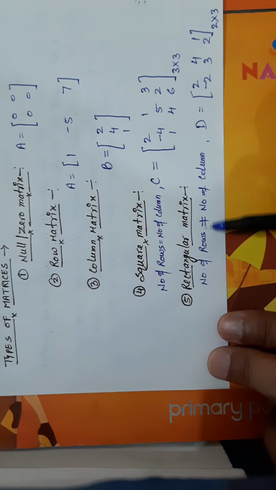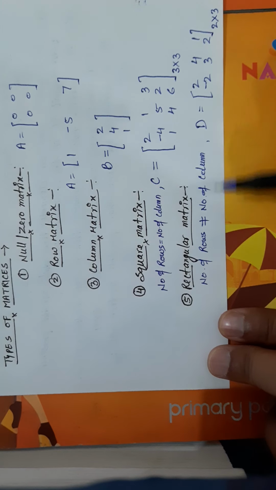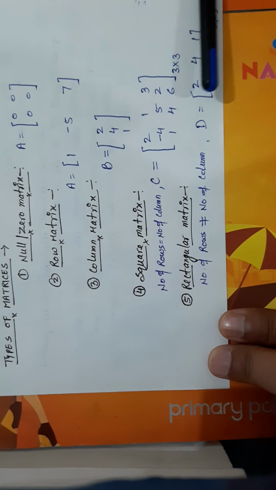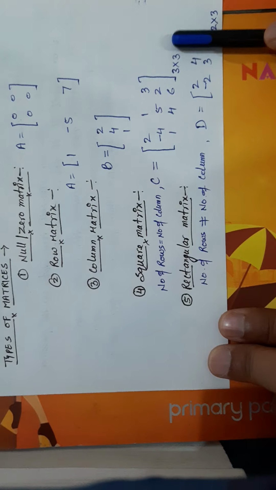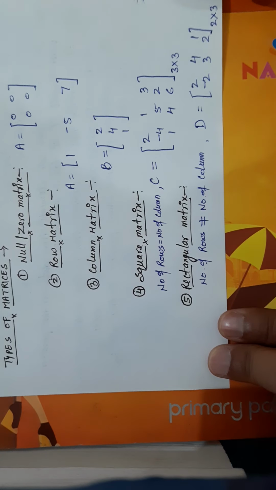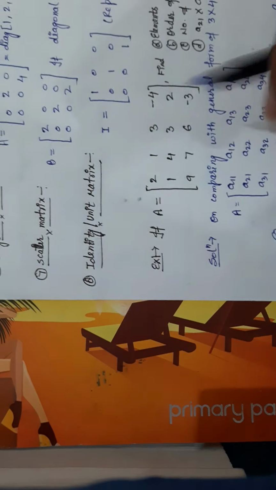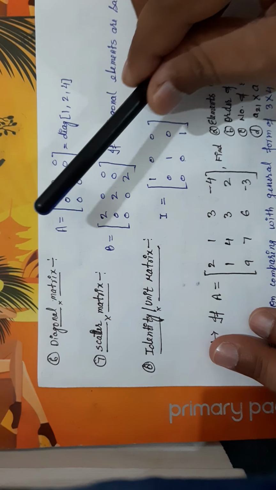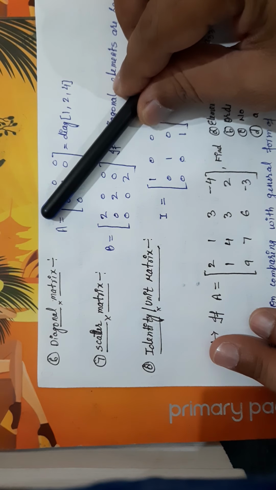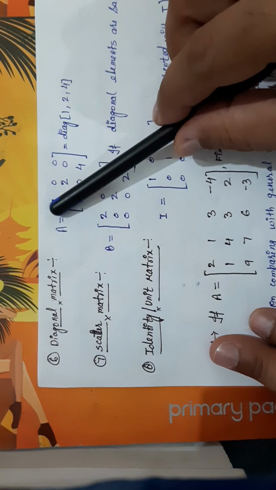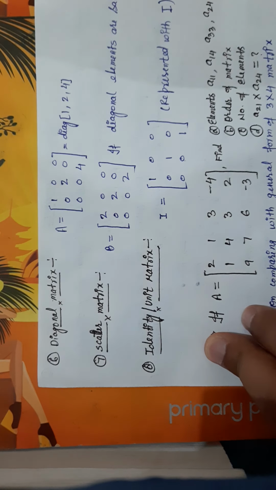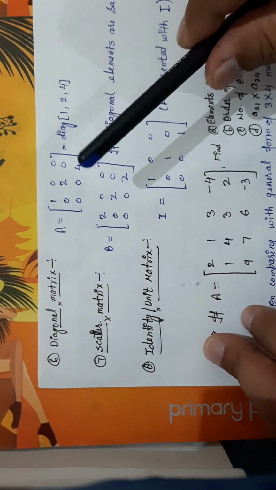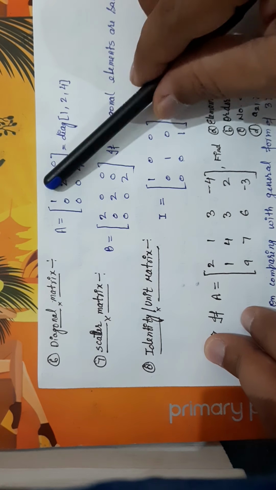Next one is rectangular matrix. If number of rows of a matrix is not equal to the number of columns, then it will be a rectangular matrix. For example, matrix D is having 2 rows and 3 columns. So it is a rectangular matrix. Come to the next type, diagonal matrix. If a matrix has only diagonal elements, then it will be a diagonal matrix. These diagonal elements may be any numbers or functions, but only diagonal elements should be there. Rest of the elements should be 0.